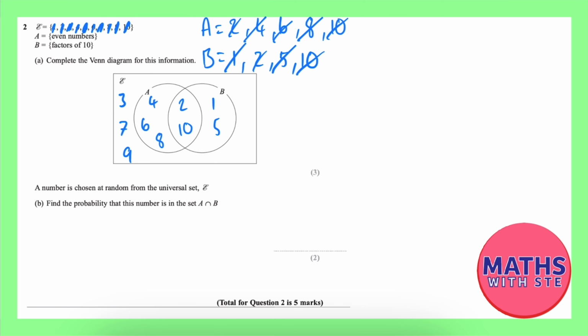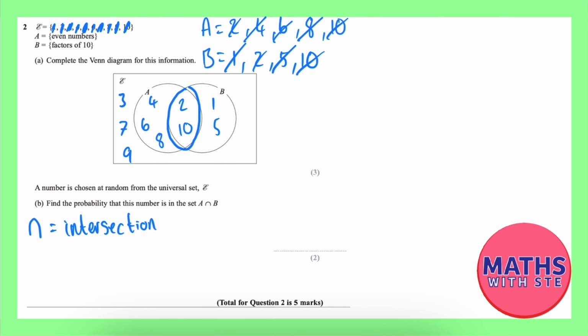Now we've got question B here, and it says, find the probability that this number is in the set A ∩ B. So many students worry about this because they look at that ∩ and they say, I have no idea what that means. All that ∩ means is the intersection. And all that means is the bits in the middle there.